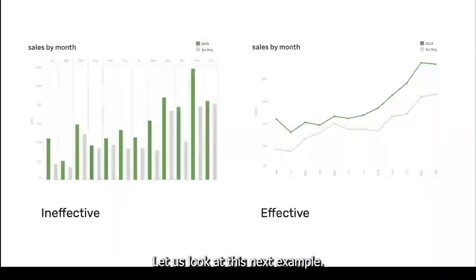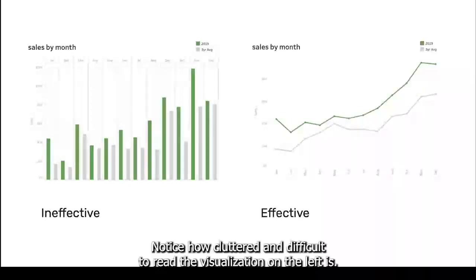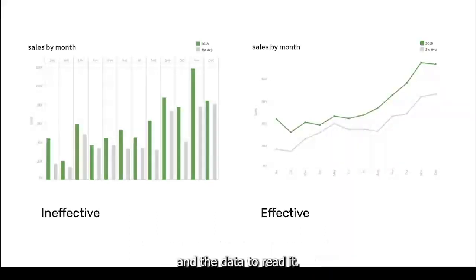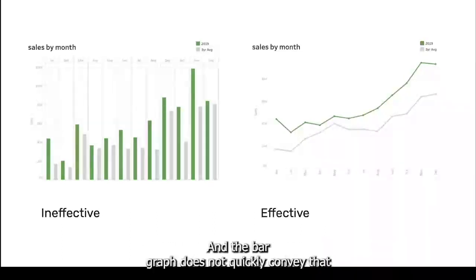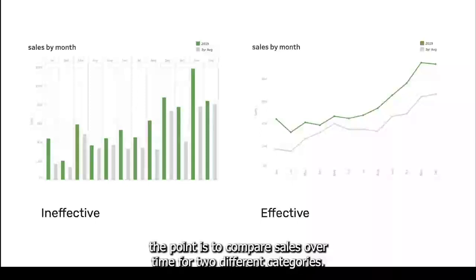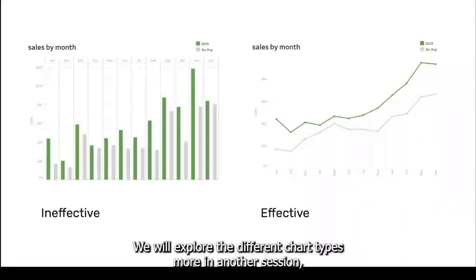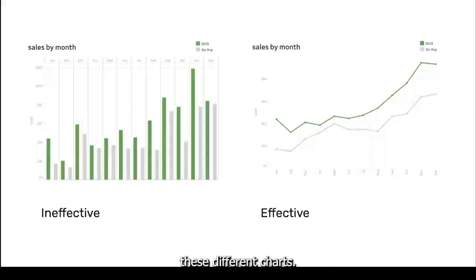Let us look at this next example. Notice how cluttered and difficult to read the visualization on the left is. The reader is tempted to jump back and forth between both axes and the data to read it. And the bar graph does not quickly convey that the point is to compare sales over time for two different categories. The line graph on the right quickly communicates the purpose of the visualization and makes it simpler to compare sales over time and for each month. We will explore the different chart types more in another session so that you can understand when to use these different charts.